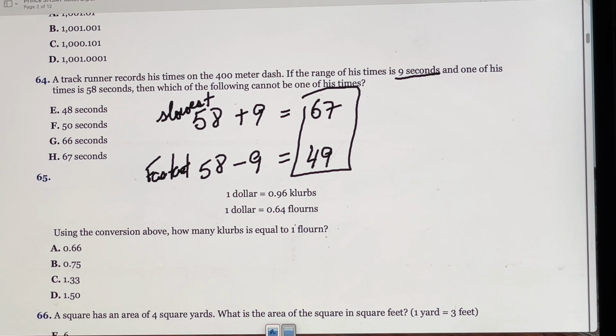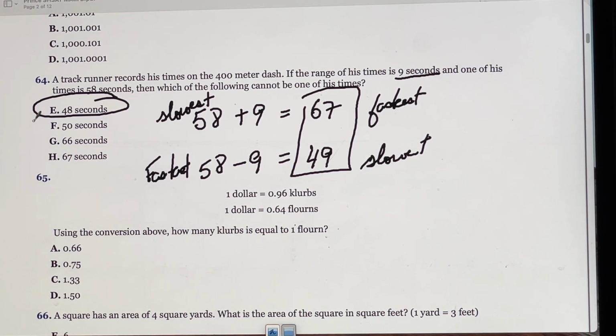So now this is what you work with, right? Given this information. So this is your fastest, this is your slowest. So now which of these three numbers here is not between 67 and 49? Well, it's 48. That's a tricky question, really.